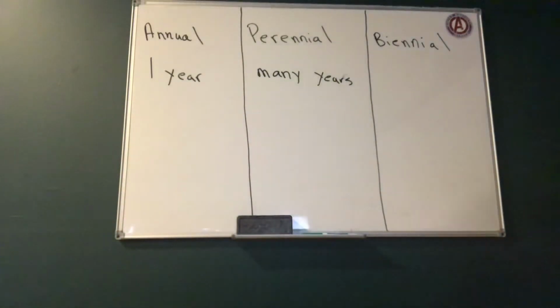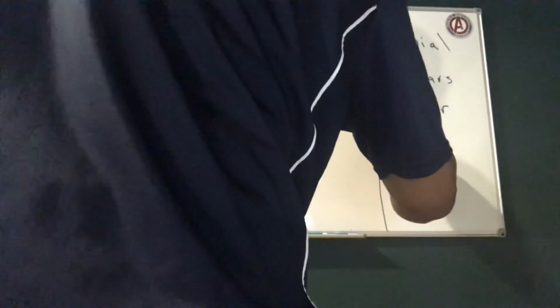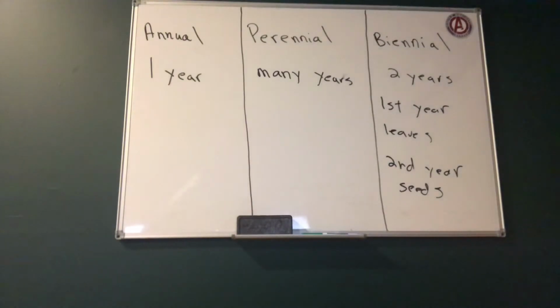And if it's biennial, we're talking about something that only happens for 2 years. So think of that word bi meaning 2 years. In the biennial plant, in its first year, it creates leaves. In the second year, it creates seeds, and then it dies. So those are the differences between the annual, the perennial, and the biennial.